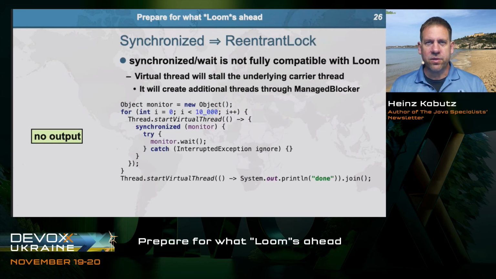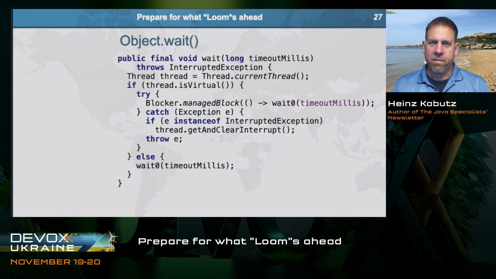So the synchronized wait is not fully compatible with Loom. Here, for example, I'm making 10,000 virtual threads, and they all are calling monitor.wait, and it will create quite a few. I think it does about 10 times the number of hardware threads, but at some point it's going to not be able to make any more because it simply runs out of carrier threads. And so be careful of this. Rather replace your code with ReentrantLock.